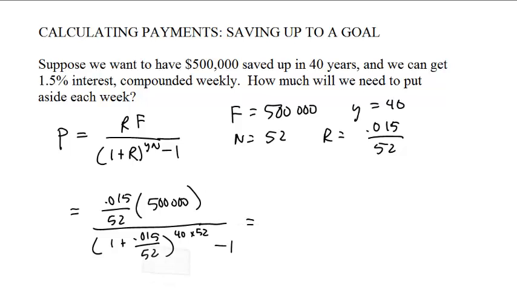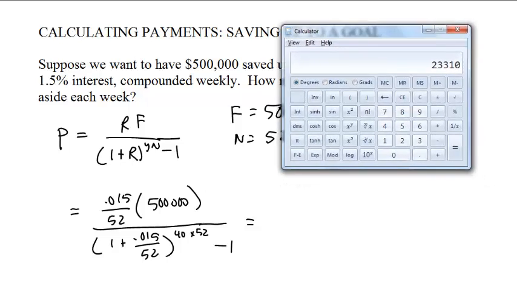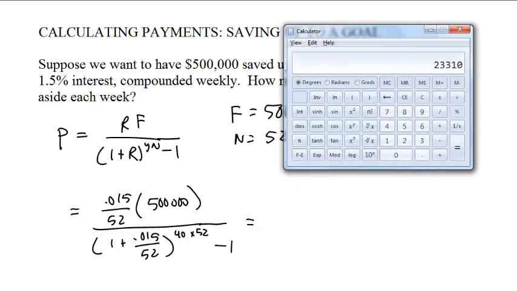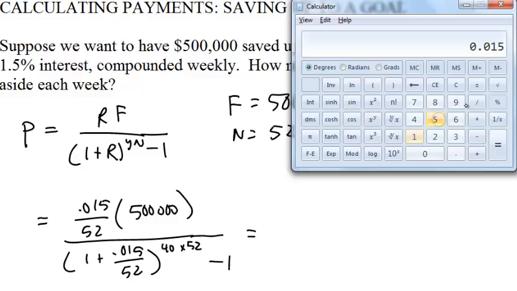And why don't I show you, just because rather than do it the same way every time, a slick way of doing this all in one go. First we evaluate the bottom by doing parentheses first, and then the exponent, and then the adding and subtracting. So 0.015 divided by 52 is some tiny number. Add 1, we get 1.00, a tiny number. We raise that up to, in parentheses, 40 times 52.